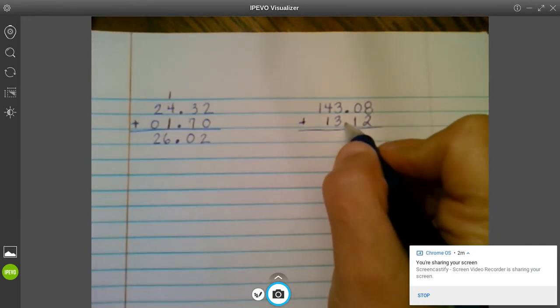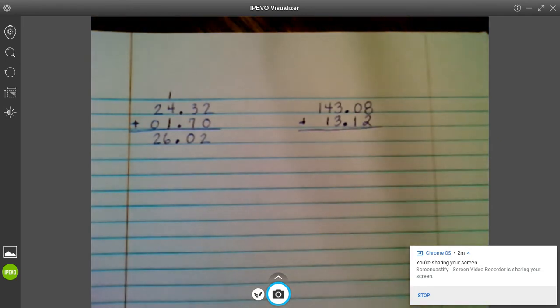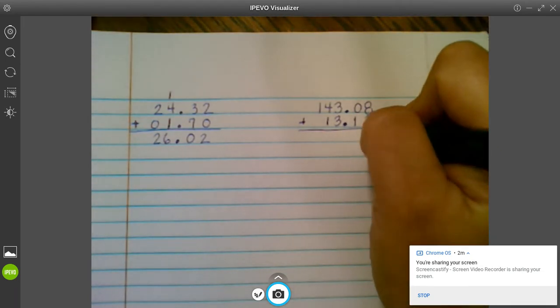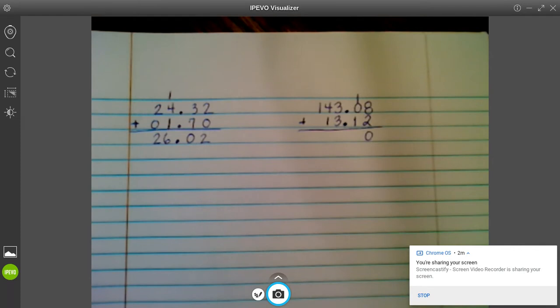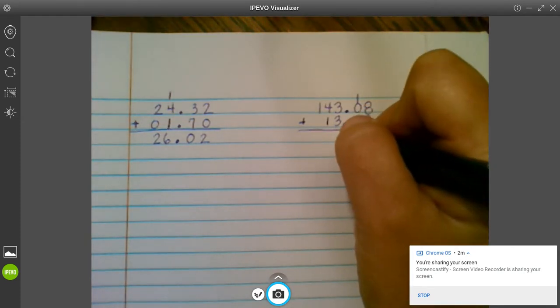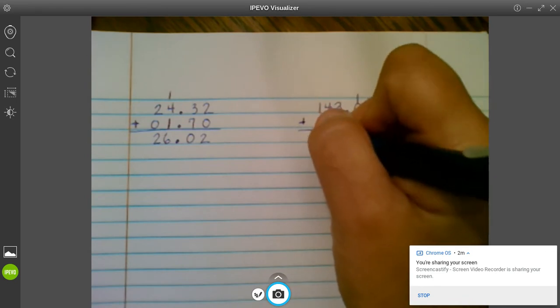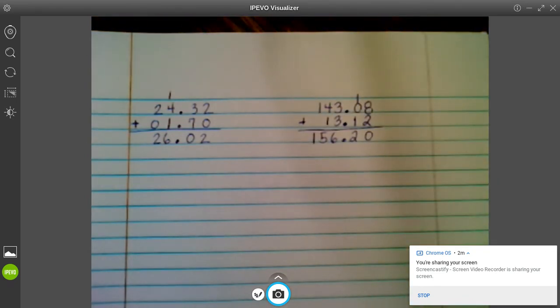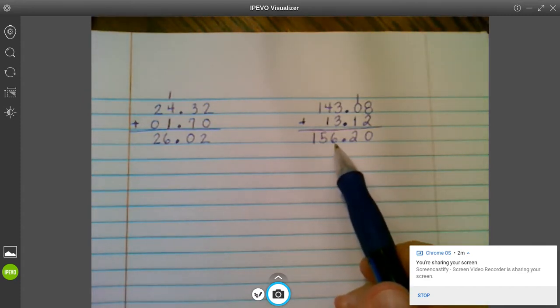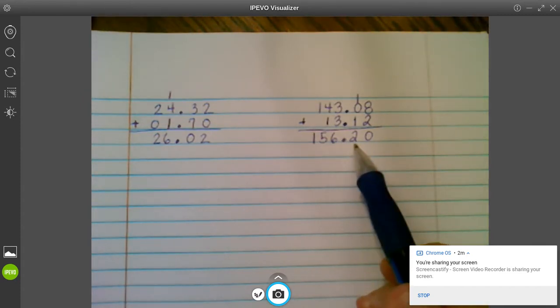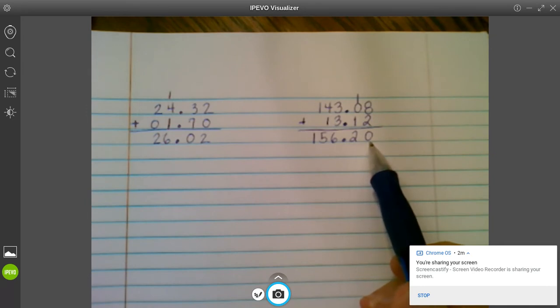So now make sure my decimal points are lined up. I can add them together. This is 10, so carry my 1. This is 2. 3 plus 3 is 6. 4 plus 1 is 5. And 1 plus nothing is 1. So this answer is 156 and 20 hundredths. Tenths, hundredths. So you always say however many places you have in your decimal, wherever you end, that's what you say afterwards. So this is 20 hundredths.